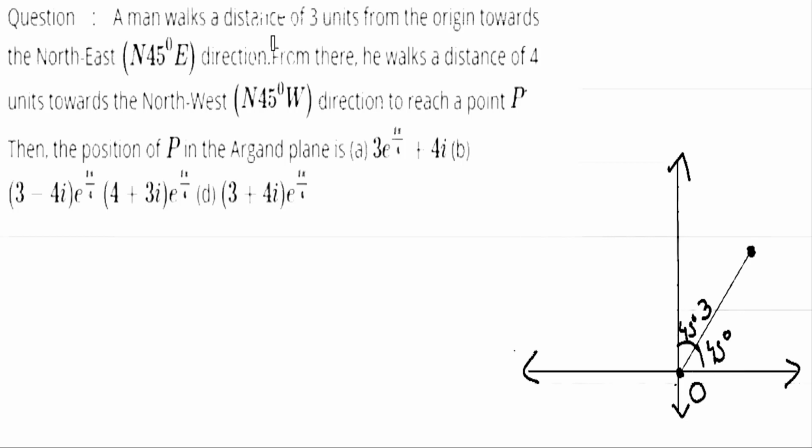Afterwards, what is given in the question? From there he walks a distance of 4 units towards the northwest direction of 45 degree to reach point P, and we have to find the position of P in the complex plane. So it moves at 45 degree. I'm just supposing it here somewhere, it can be anywhere. From here it moves to point P. So the coordinate of this I can easily write as 3 e raised to the power iota pi by 4.